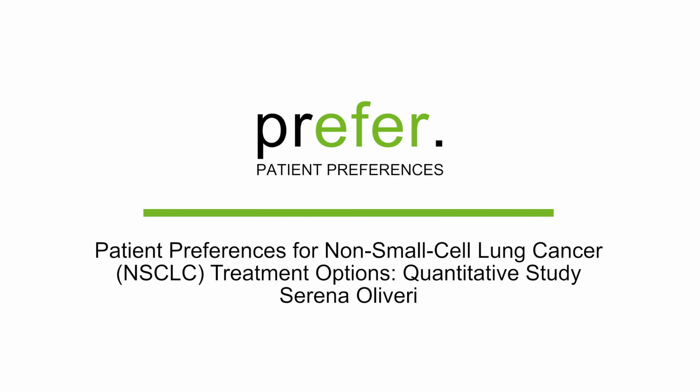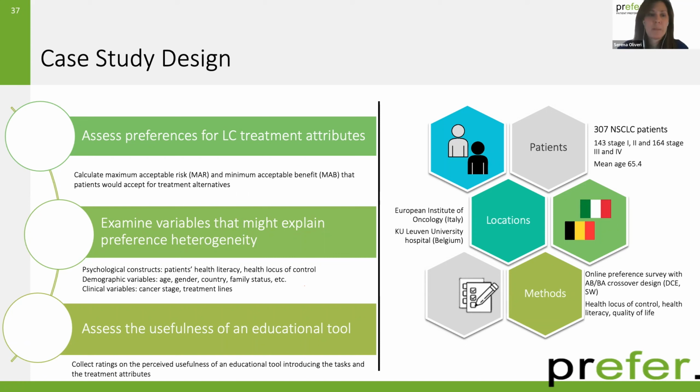Okay, so the main aim of the quantitative study was to assess preferences for lung cancer treatment attributes by calculating two main indexes, the maximum acceptable risk and the minimum acceptable benefit. The first index, maximum acceptable risk, basically describes the maximum level of risk that the patient is willing to accept in terms of toxicity or side effects in exchange for an expected benefit. In our case, we can say survival.